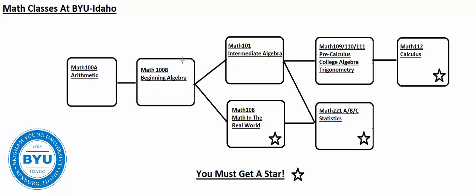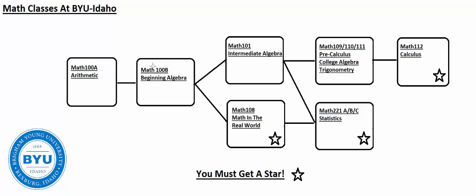From our Math 100B course, as long as you pass it, you'll be able to get to Math 101 or Math 108. You can then complete Math 101 to get either to one of these three classes here, or also to statistics, which is also a star GE class. If you take Math 109, 110, or 111, that can open the door for Math 112, which is calculus, which is also a starred class. Remember, while you're here at BYU-Idaho, you must get at least one of these starred classes. Your major might require you to take different courses, but you have to at least get one of these stars.